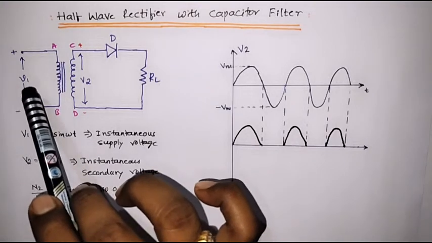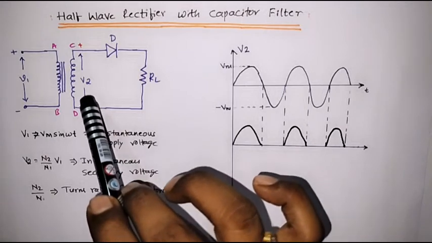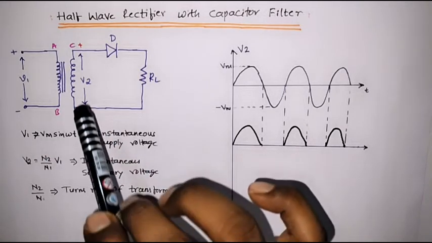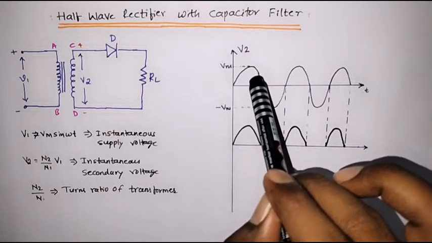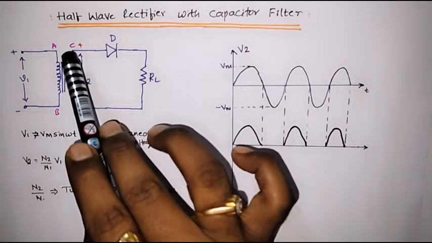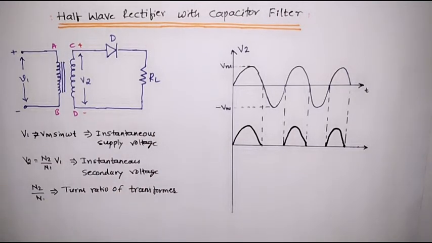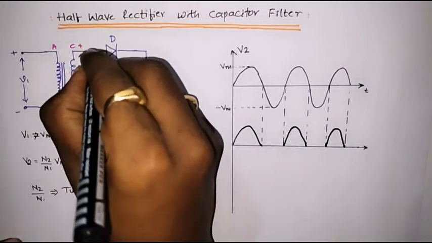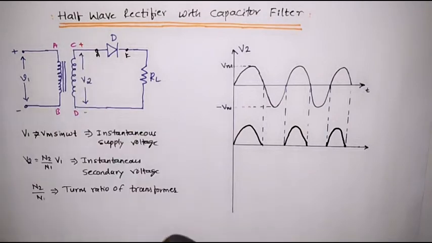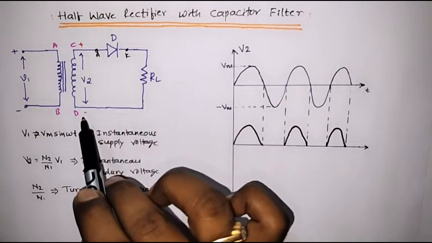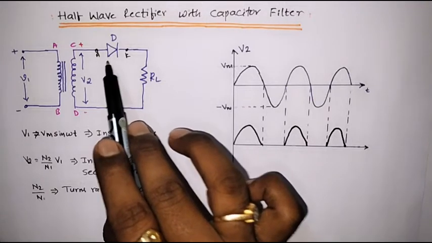We know that here V1 is the instantaneous supply voltage, and V2 is the instantaneous secondary supply voltage. During the positive half cycle of V2, C is at positive potential and D is at negative potential. Now the anode is connected to the positive terminal and the cathode to the negative terminal, so the diode is forward biased and acts like a short circuit.